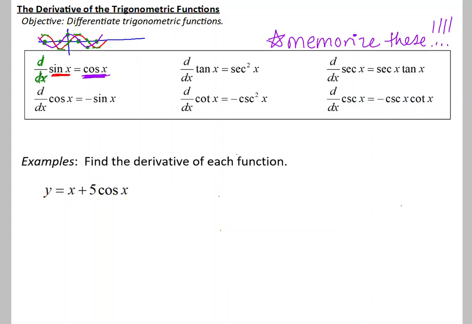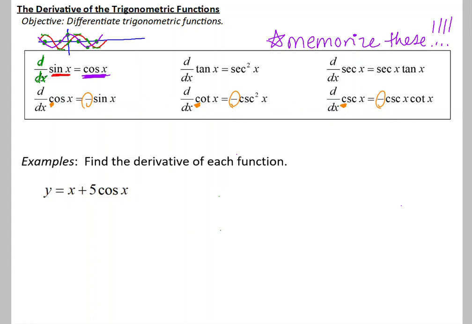Now, when I'm trying to memorize something, I try to think of ways to see groups and relationships, such as on the bottom here, I've put all of the co-functions. Up here is sine, down here is cosine. Up here is tangent, down here is cotangent. Up here is secant, down here is cosecant. Notice what's in common with all of these co-functions. They have negative derivatives. All of the co-functions have negative derivatives.